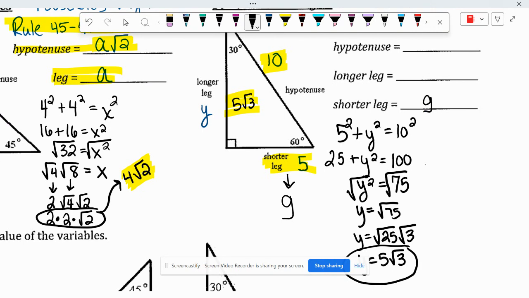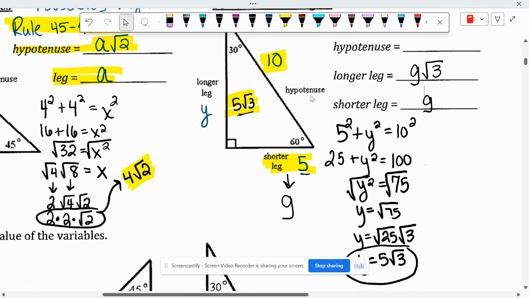What did I do to go from 5 to 5 root 3? What did I add or multiply by? G root 3. G times the square root of 3. So I just took whatever measure I have for the short leg, and I multiply it by the square root of 3, and that gives me the measurement of the long leg.